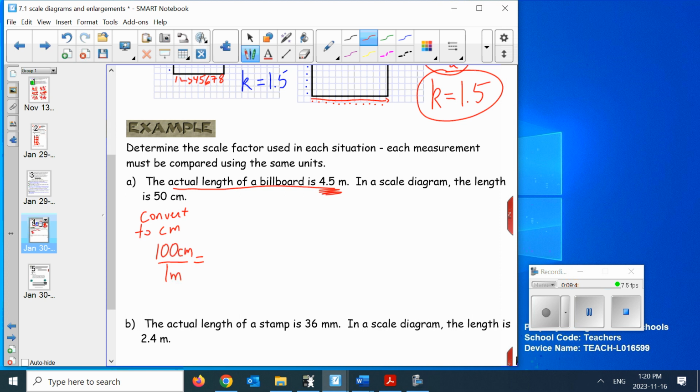Now I'm going to create the fraction on the other side and match centimeters on the top, meters on the bottom. The actual length of a billboard is 4.5 meters, so I'm going to put that 4.5 here. So there's meters on the bottom on both sides. Then X on the top.